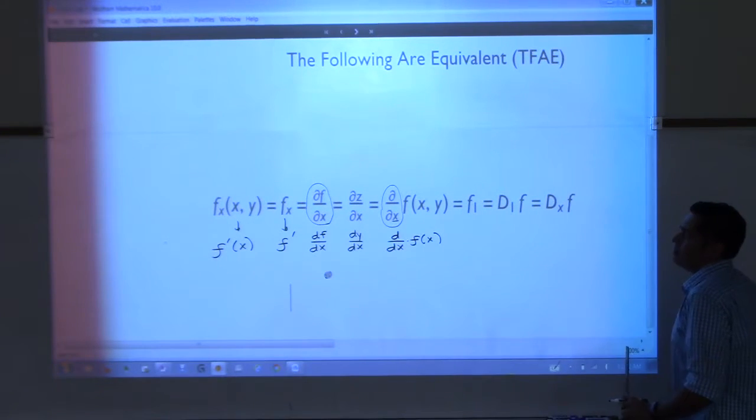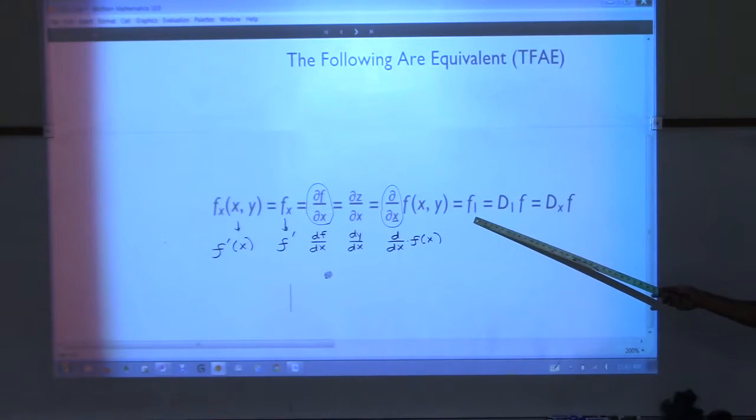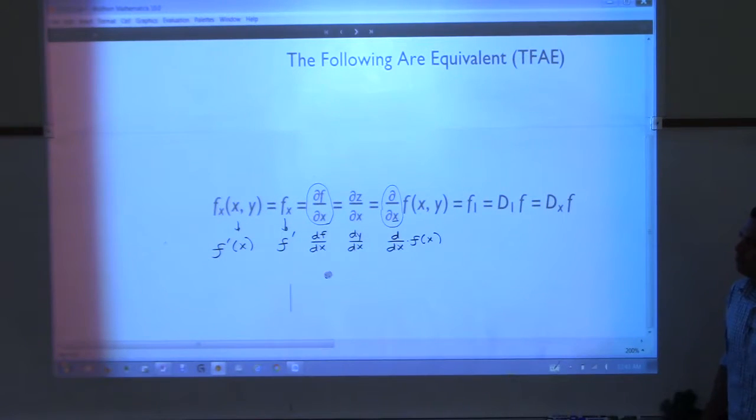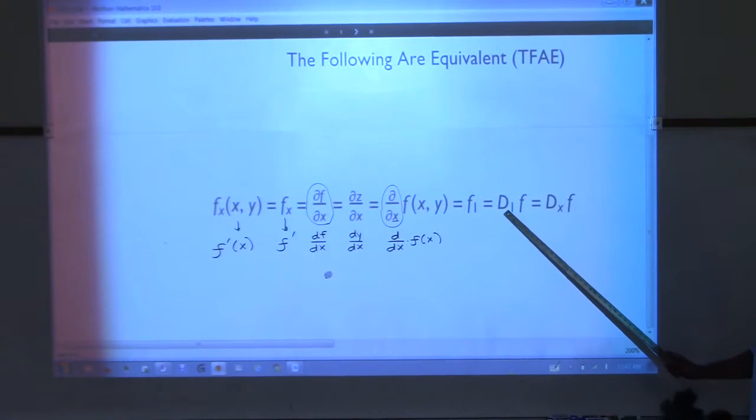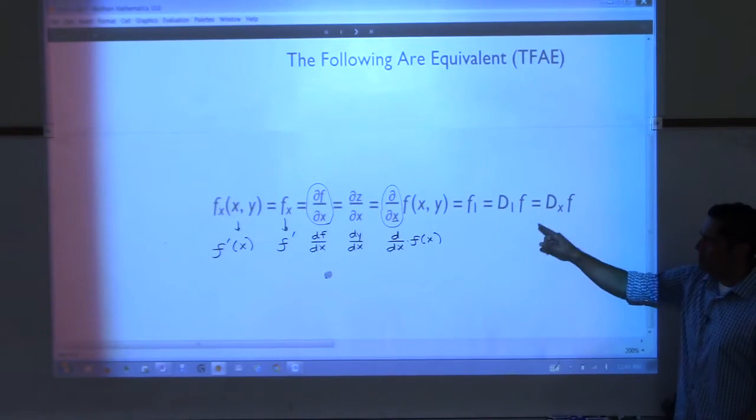And then this right here, I don't see this used a lot, okay? But F1, I don't really have a similar notation for this from Cal 1. I'll explain what F1 means in a second. D, derivative, right? Derivative, subscript 1 of f. This one, capital D, derivative of f with respect to x.